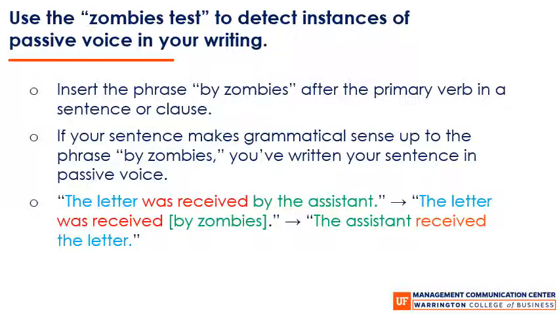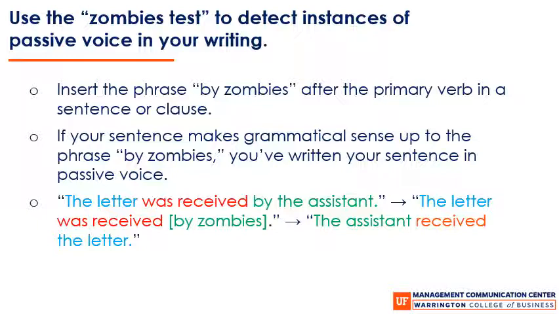To detect instances of passive voice in your writing, you can, of course, think about who is responsible for the action, what is the action, who's receiving the action. You can, in short, take a very grammatical or stylistic approach to detecting passive voice. But you can also use the zombies test. The zombies test is a simple and easy test to detect passive voice. Basically, the way it works is as follows.